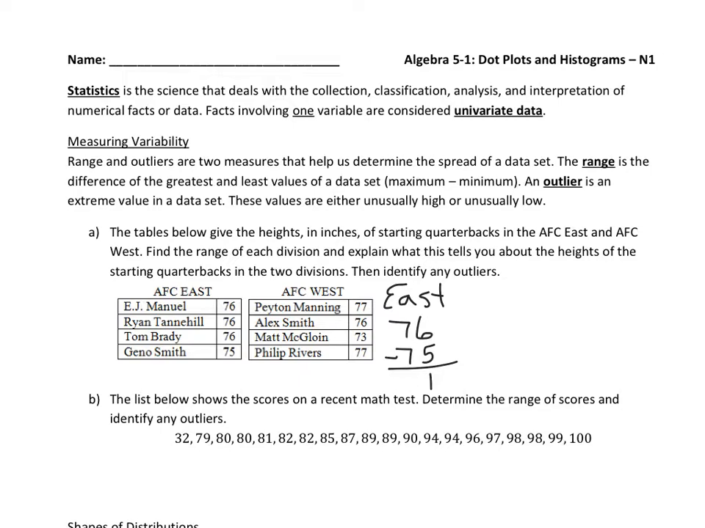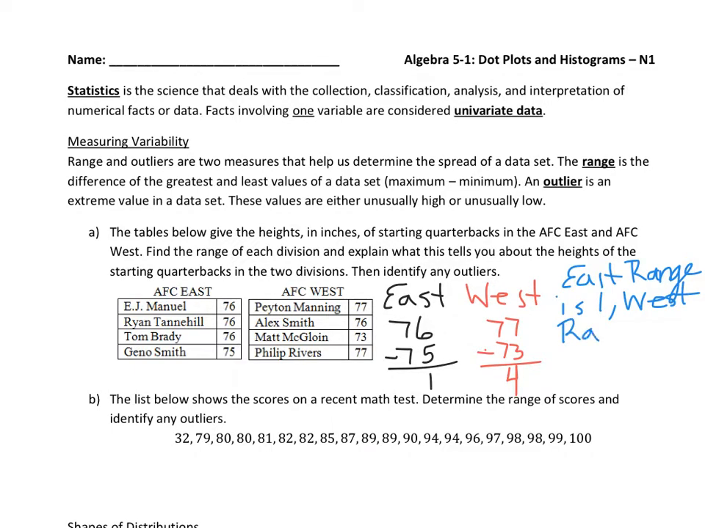In the West, the largest value is 77, and the smallest value is 73. So the range in the West is 4. So let's just jot that down. East range is 1. West range is 4.